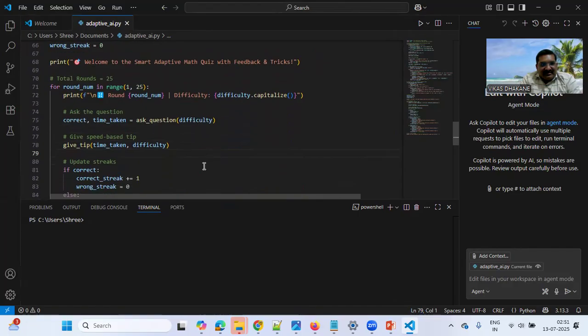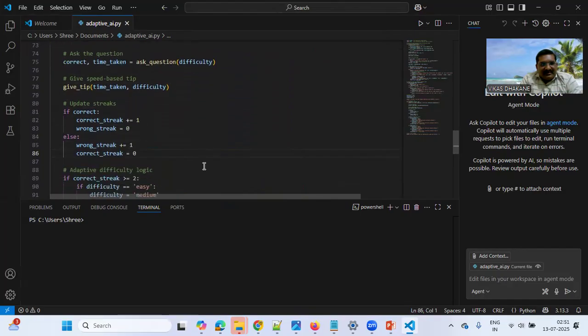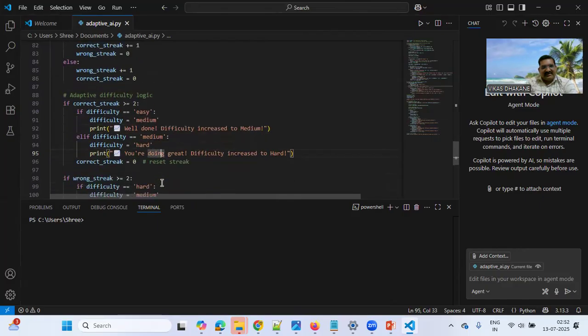And next we have written the code for the streaks. In the sense, if the learner gives the first answer correctly, then that is one streak. If he gives the next answer correctly, that is the second streak. And if the number of streaks is greater than two, then the difficulty level will be increased from easy to medium. That code is written here.